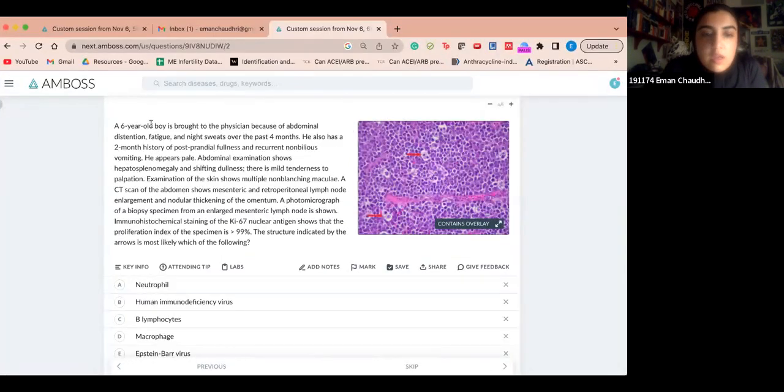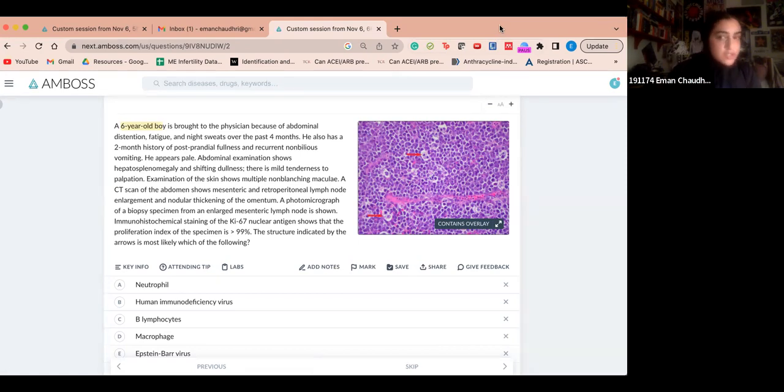All right, next one. A 6-year-old boy is brought to the physician because of abdominal distension, fatigue, night sweats over the last 4 months. He has also had a 2-month history of postprandial fullness and recurrent non-bilious vomiting. He appears pale. Abdominal distension shows hepatosplenomegaly, shifting dullness, mild tenderness to palpation. Examination of the skin shows multiple non-blanching maculae. A CT scan of the abdomen shows mesenteric and retroperitoneal lymph node enlargement and nodular thickening of the omentum. A photomicrograph of the biopsy is shown of the mesenteric lymph node. Immunohistochemical staining of the Ki67 nuclear antigen shows that the proliferation index of the specimen is greater than 99%. Structure indicated by the arrows is most likely which of the following.